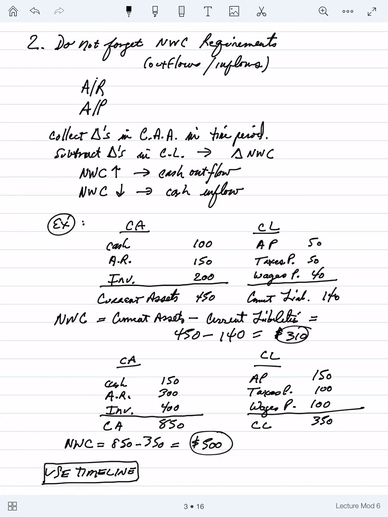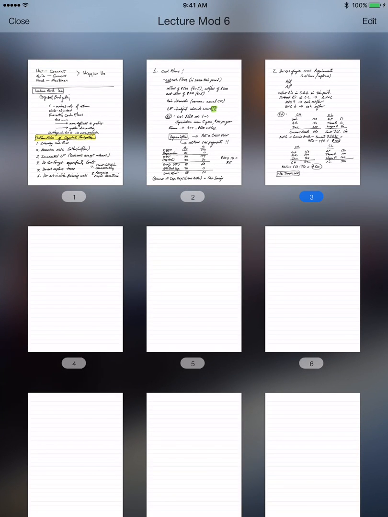Okay, let's do rule 3. We're getting there, right? Rule number 3. So rule 3 is this: only include incremental cash flows. Incremental cash flows only. You have to beware of phantom cash flows, and you have to be aware of sunk costs, right? So no phantom cash flows, and no sunk costs should be part of our analysis, okay?